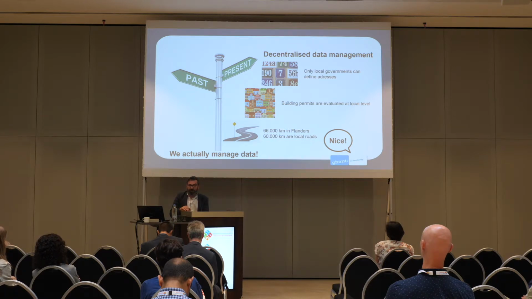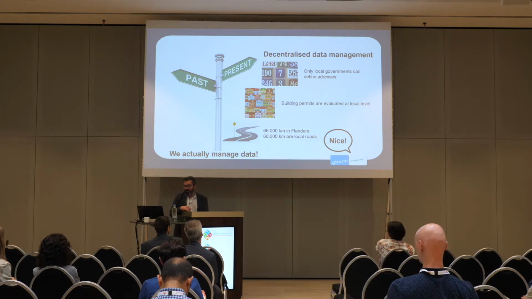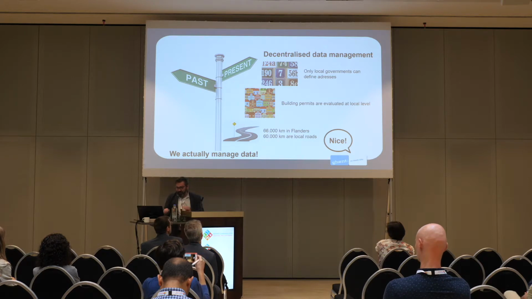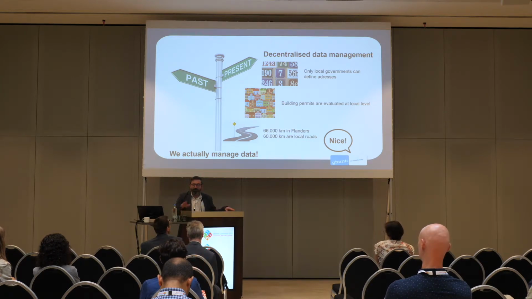Buildings also. Actually, we are the first one who knows that there will be a building or a building will be demolished because we give permits. That's another thing. If you look at the roads in Flanders, there are about 66,000 kilometers of roads in Flanders, of which 60,000 are local roads. So we have a lot of information which we can share with each other. So we actually manage data. That's the first thing. And we weren't aware that we were getting inspired because we had the region helping us with all the reference data, the authentic data sets, and we were just giving input. But actually, we are already inspired that way.